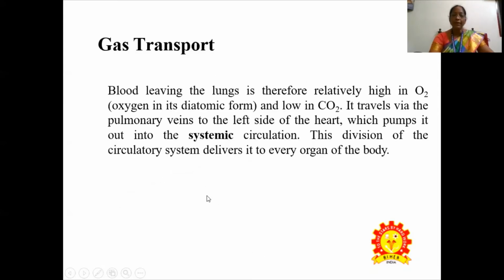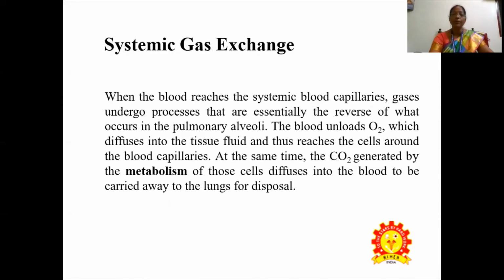So blood leaving the lungs is therefore relatively high in O2, oxygen in a diatomic form, and low in CO2. It travels via the pulmonary veins to the left side of the heart, which pumps it out into the systemic circulation. This division of the circulatory system delivers it to even the organs of the body.